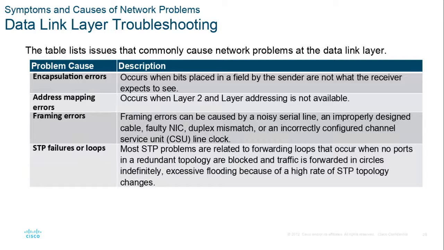An encapsulation error, with Ethernet, is not so much of a big problem. With the old serial ports, it was possible that one port was HDLC and another port was point-to-point protocol, which are not compatible with each other. With layer 2, data link layer addressing may not be available. We can also have address mapping errors.